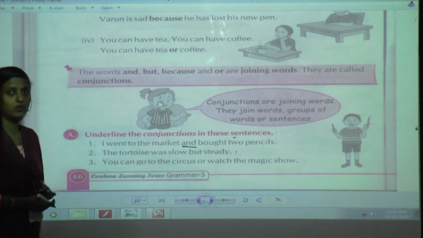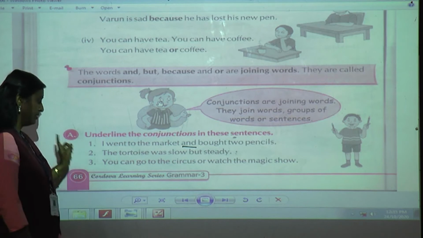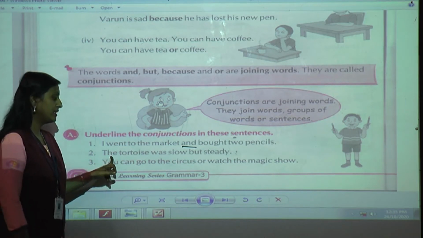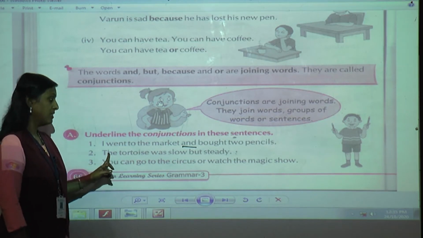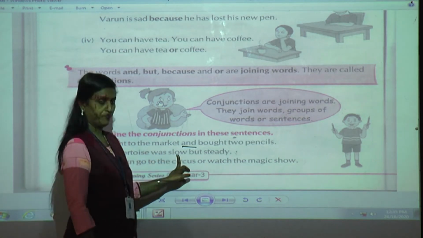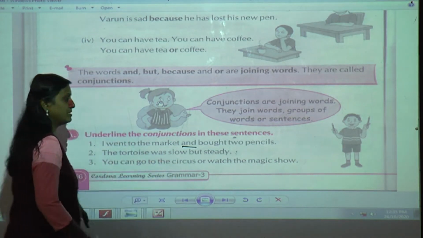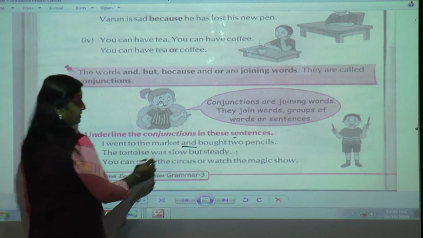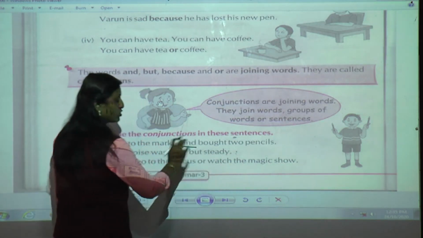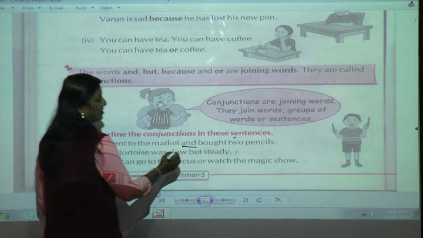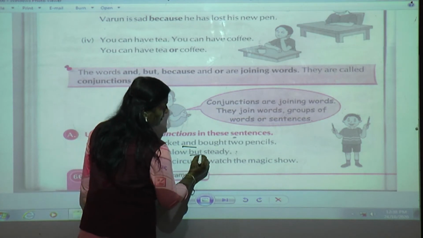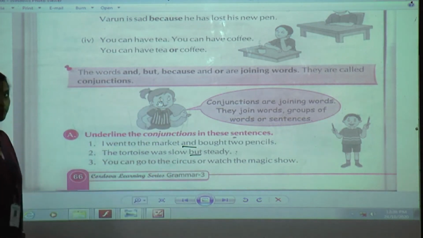Got it, students? What is the conjunction in this sentence? Okay. Next. Now here we can see in the second sentence, the tortoise was slow. What is it telling? The tortoise is slow but steady. So slow and steady are totally opposite to each other. So which conjunction have they used? But. Understood?